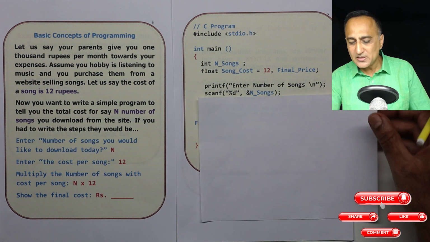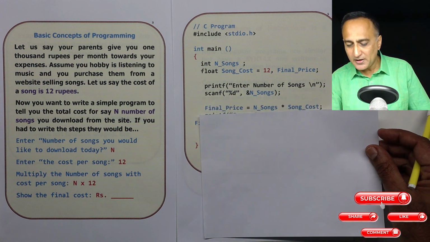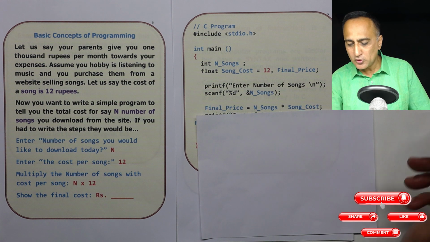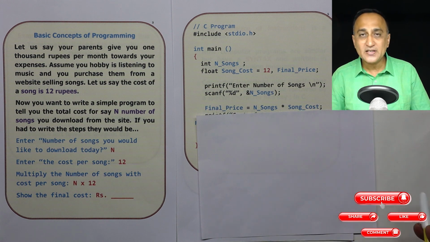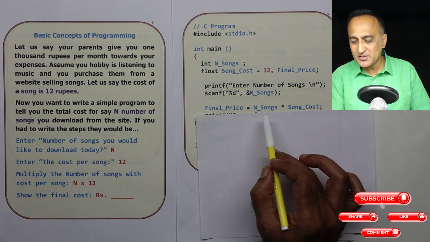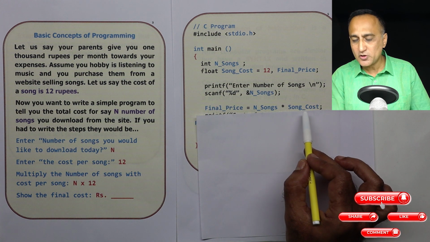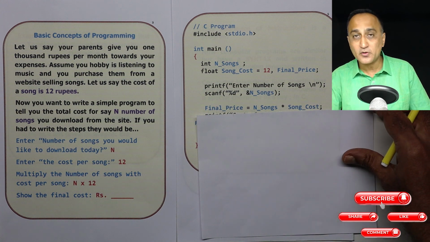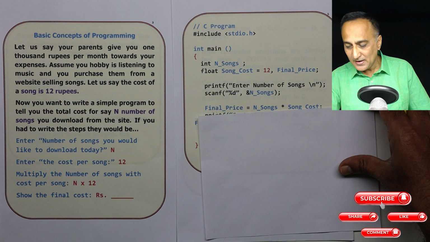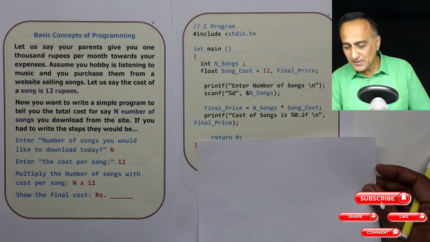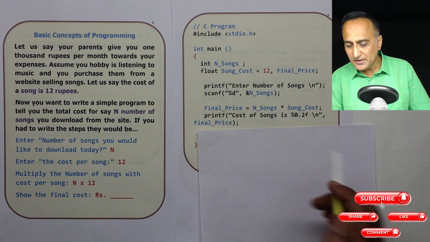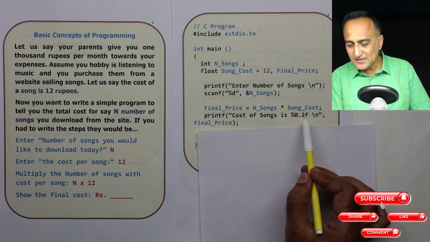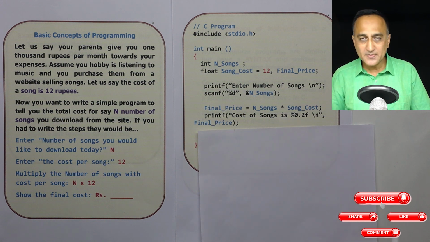Once the user enters number of songs, I am going to calculate final price as number of songs into the cost of the individual song. So if he enters 12 songs, cost of each song is 12. 12 into 12 is 144 is the final price. And then in the last step, I am going to simply print cost of the songs is, final price.